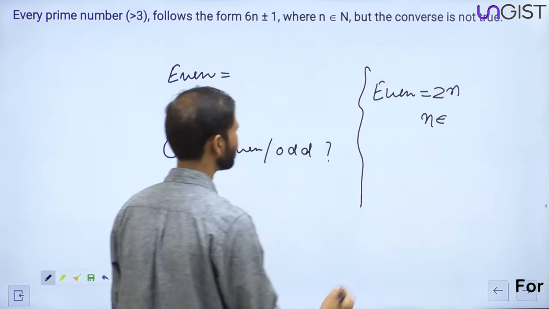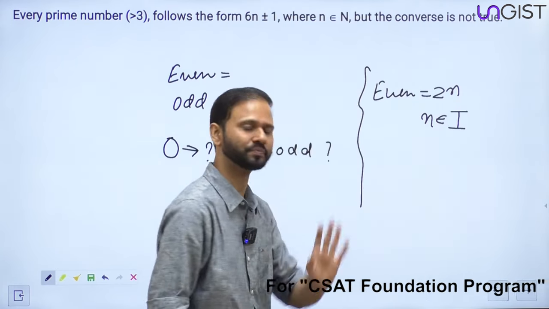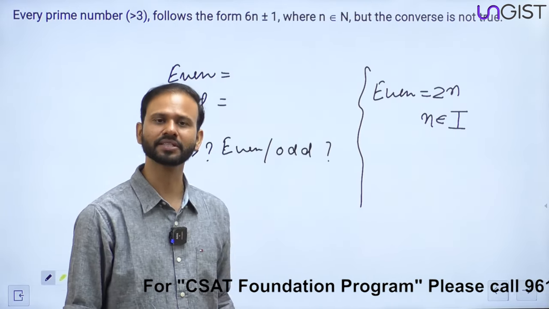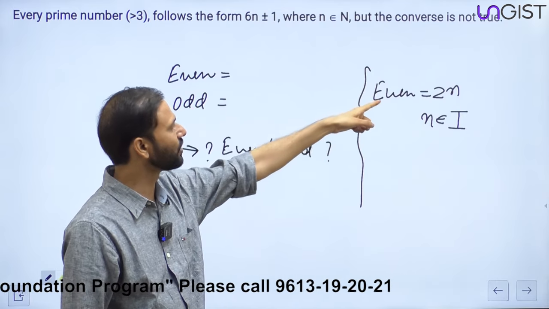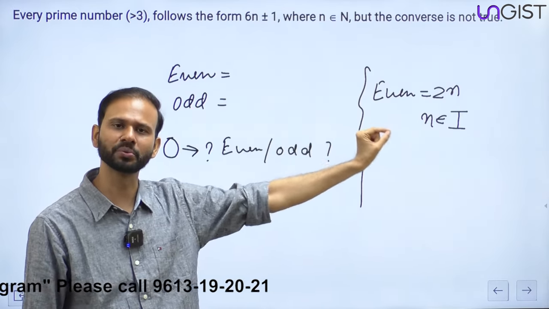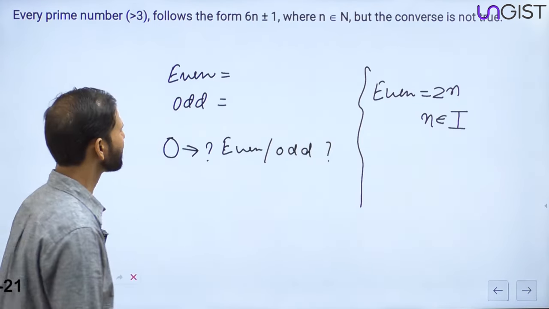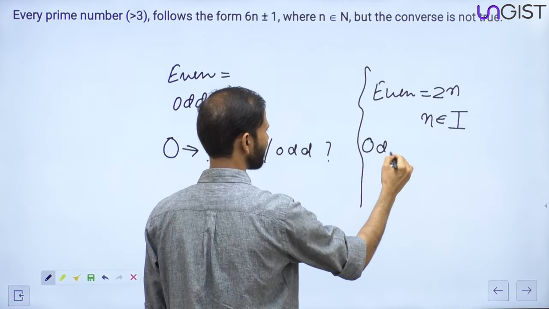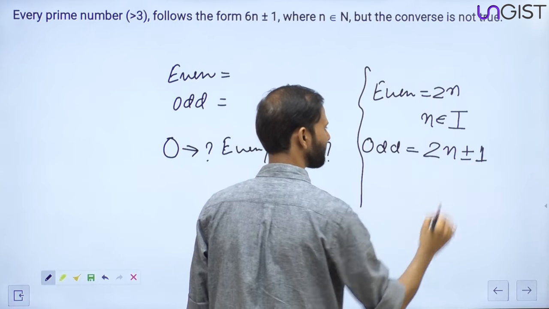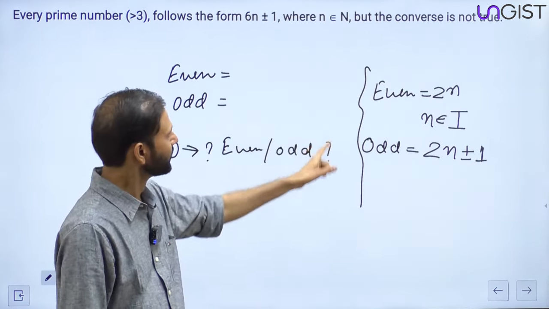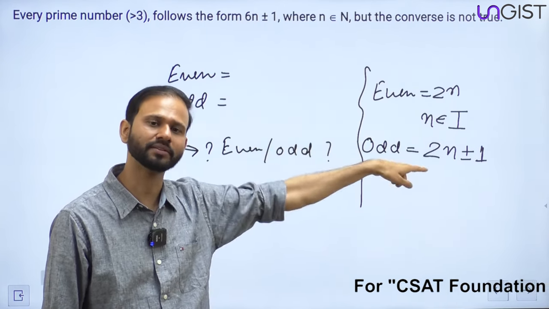एवरीवन, here n belongs to integers. Integers ko kabhi z se denote karte hain, kabhi I se denote karte hain, main I likh deta hun. Right? Here n belongs to integers. Correct everyone? So even numbers are of the form of 2n, where n belongs to integers. Correct? ठीक है, अच्छा, अब मुझे एक बात बताइए, odd number को कैसे represent करेंगे आप general form में? 2n plus minus भी तो हो सकता है ना? ठीक है, देखिए even number का general form है 2n, odd number का general form है 2n plus minus 1.